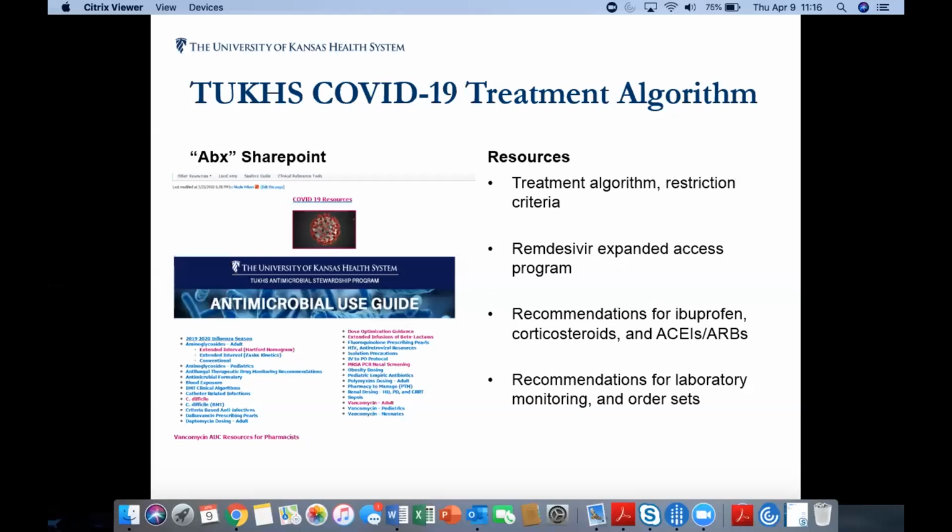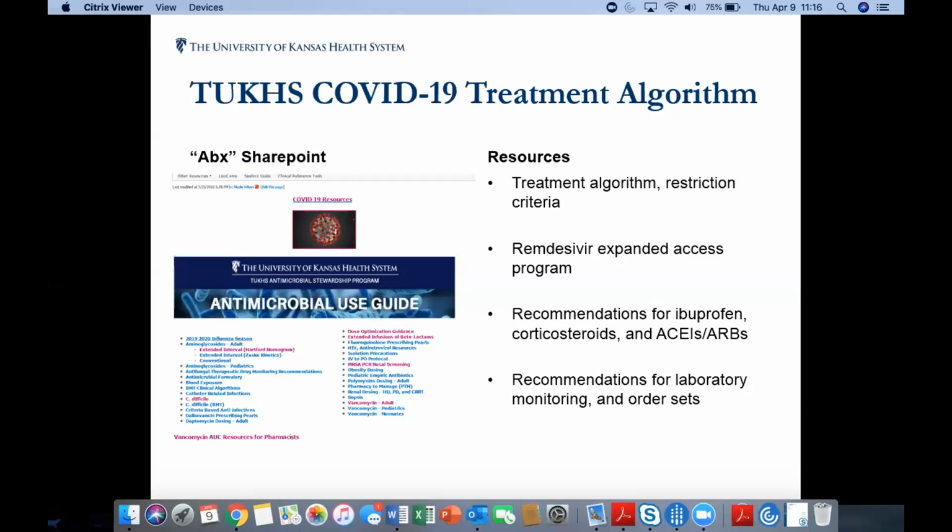There's also some recommendations for what to do with ibuprofen, corticosteroids in patients that are on ACE inhibitors and angiotensin receptor blockers. So we have some resources there for people that are curious. And then we also have some recommendations for laboratory monitoring for our patients that are on normal wards, patients that are in the ICUs, as well as potential order sets.